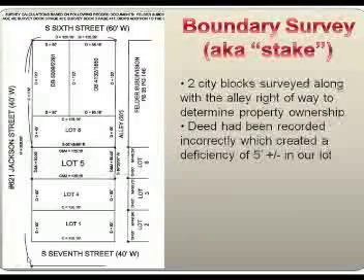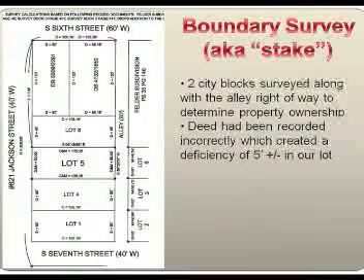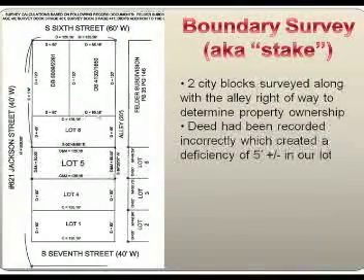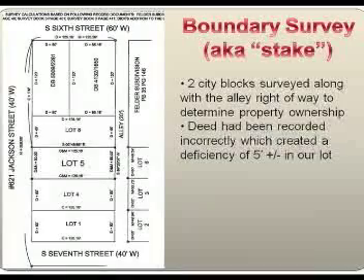All of the deeds around us said that our lot depth should have been 125 feet. And keep in mind, our deed said 119 feet, 8.5 inches. So something wasn't adding up. And what we ended up finding was that there was a deficiency of 5 feet in our deed.